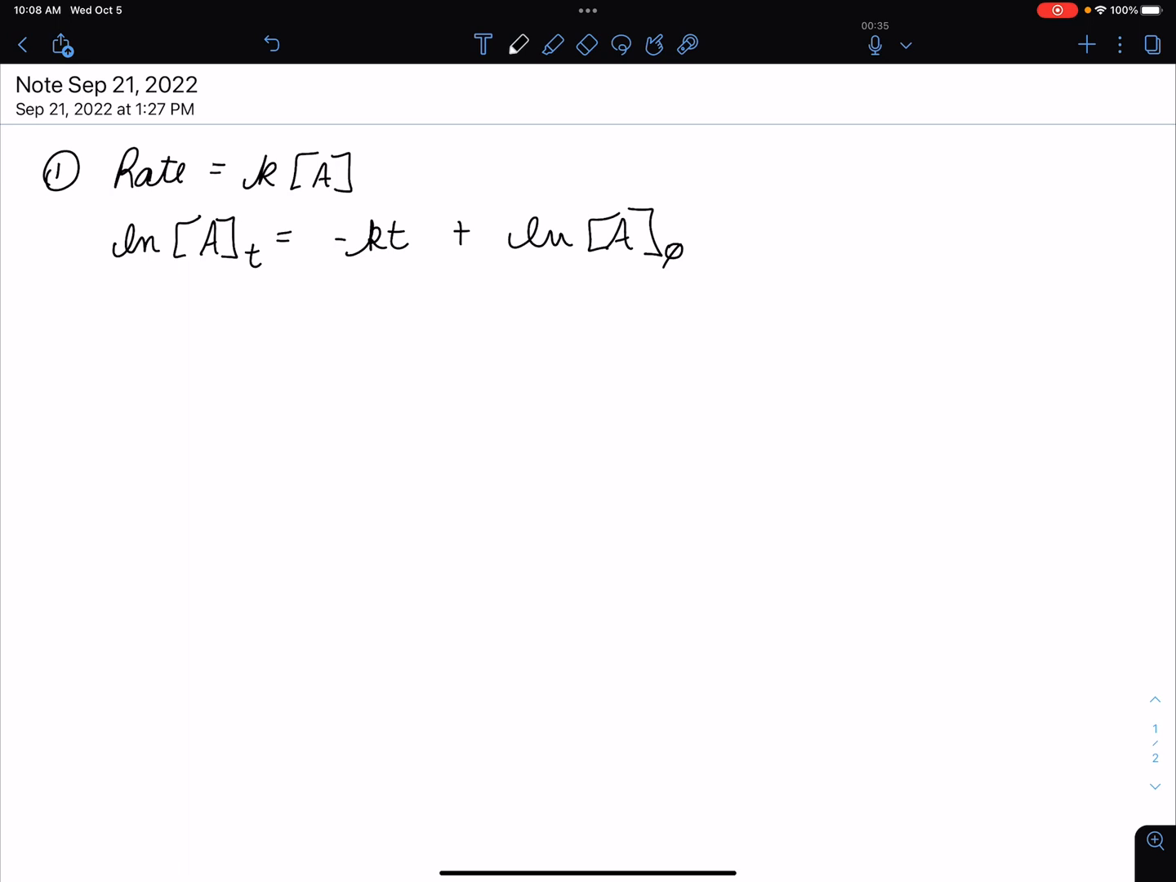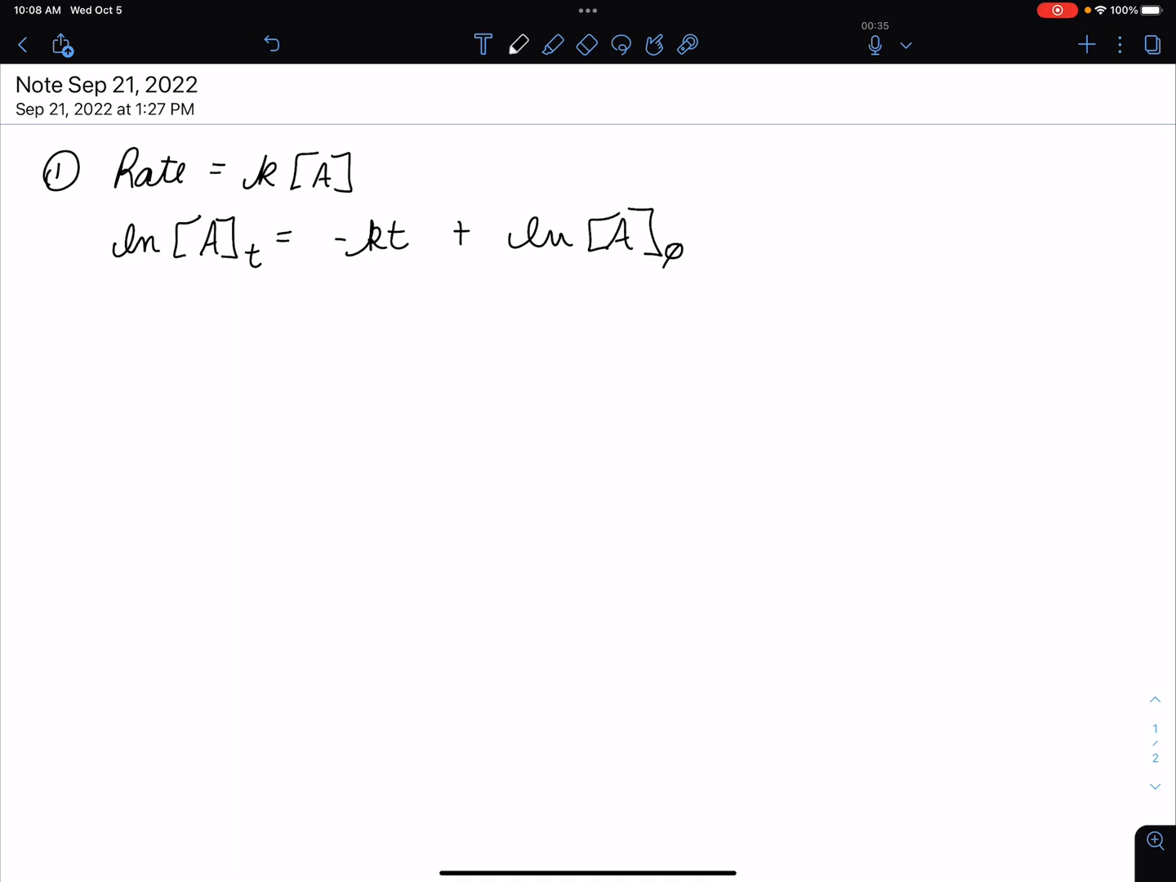Anyway, it asks for the concentration of A after 40 seconds, but our data only gives us up to 20 seconds. So we could figure out the concentration of A at a certain time, but we do not have the rate constant. We could use this formula to figure out the rate constant and also to figure out the concentration after a certain period of time. So I'm going to pick two times.